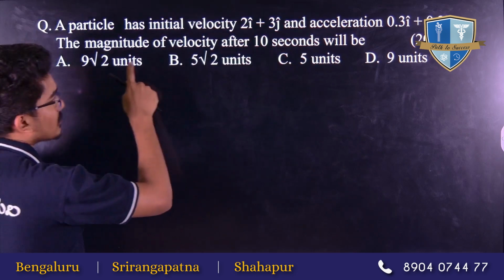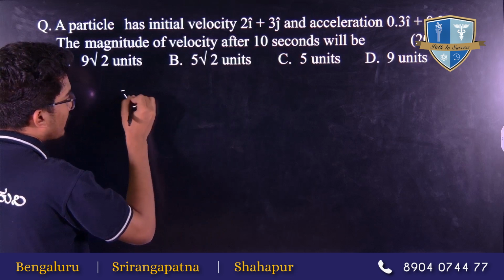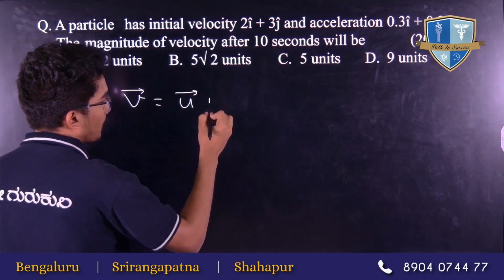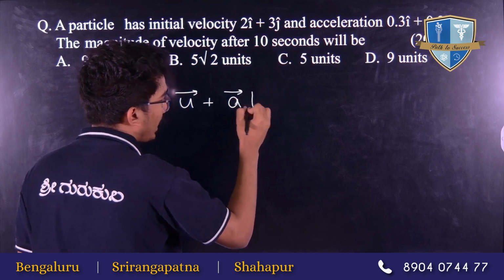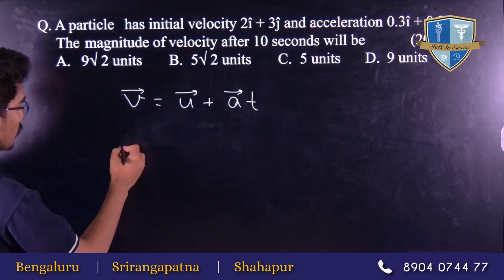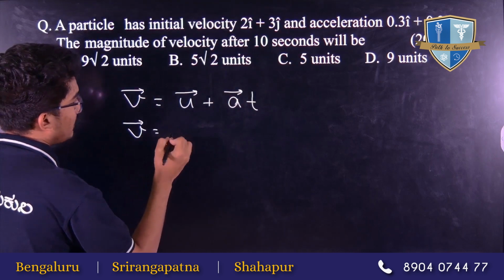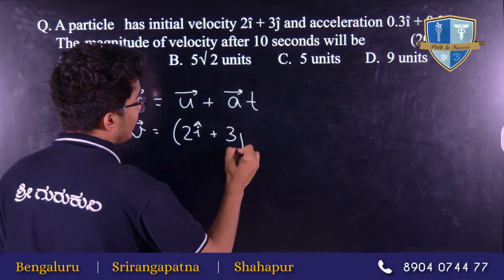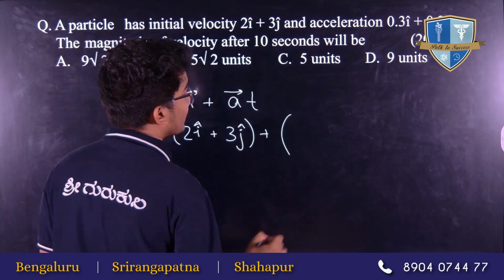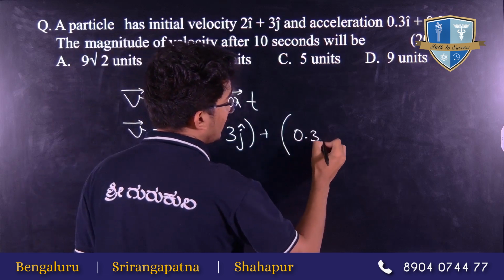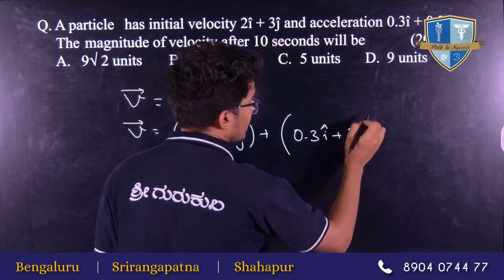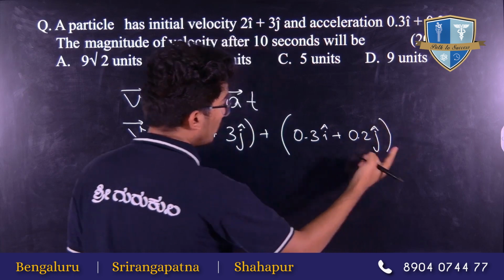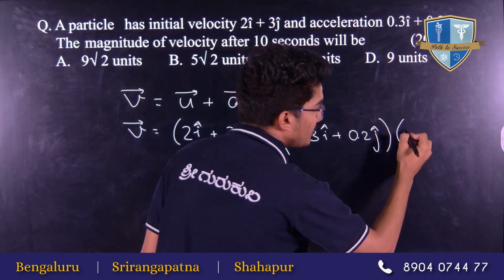Now they have asked the final velocity. So we know that final velocity in vector form is equals to initial velocity in vector form plus acceleration in vector form into time. Correct? So final velocity in vector form will be equals to initial velocity, which is 2i cap plus 3j cap, plus acceleration, which is 0.3i cap plus 0.2j cap, into time, and time is 10 seconds. After 10 seconds we need velocity.